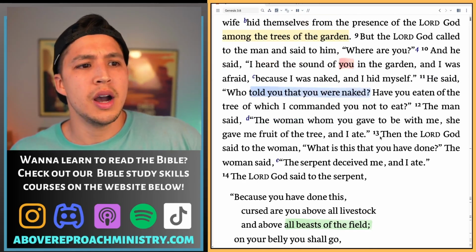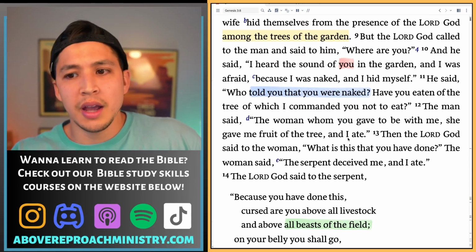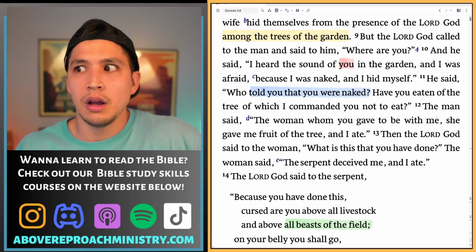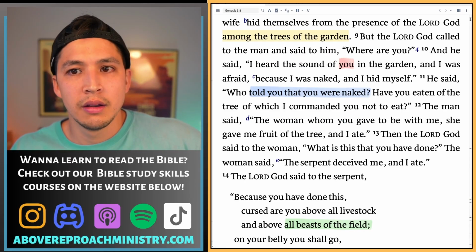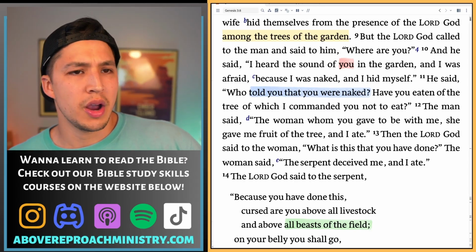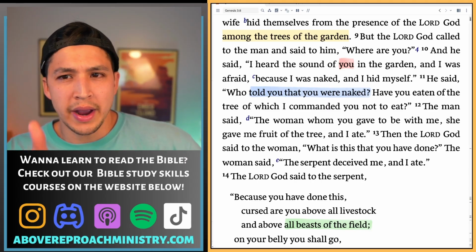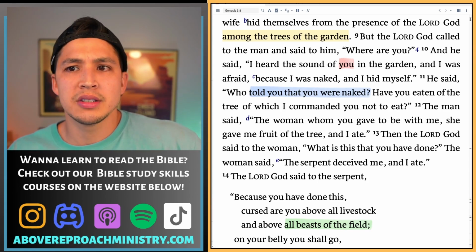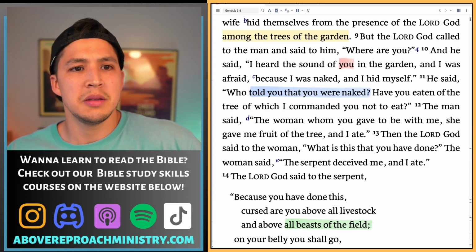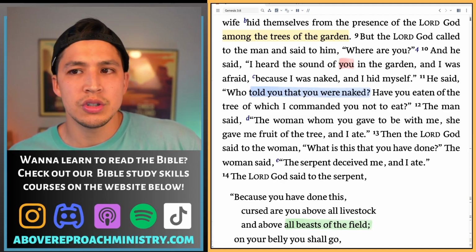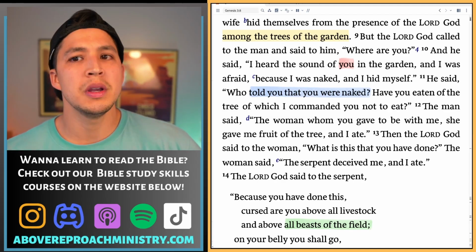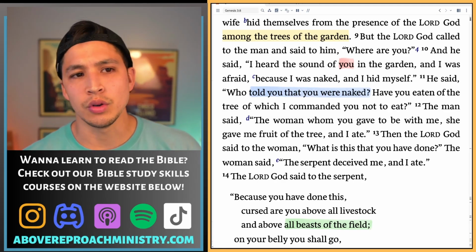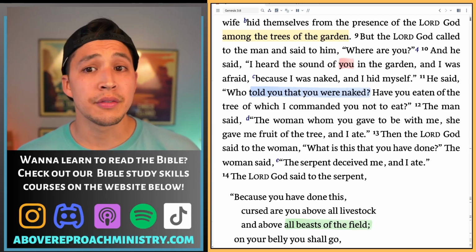Then the Lord God said to the woman, "What have you done?" The woman said, "The serpent deceived me and I ate." Are we supposed to see God's interaction with Eve as a bit more direct and harsh than his conversation with Adam? Because he asked Adam two questions, and now this seems to be more of an accusatory question, assuming Eve actually did something. What have you done? Are we supposed to see a difference?